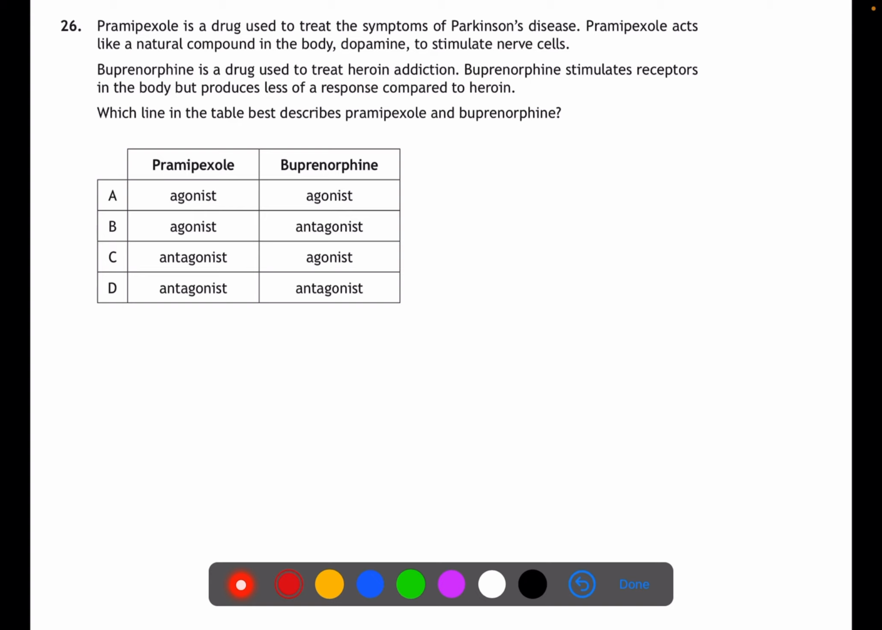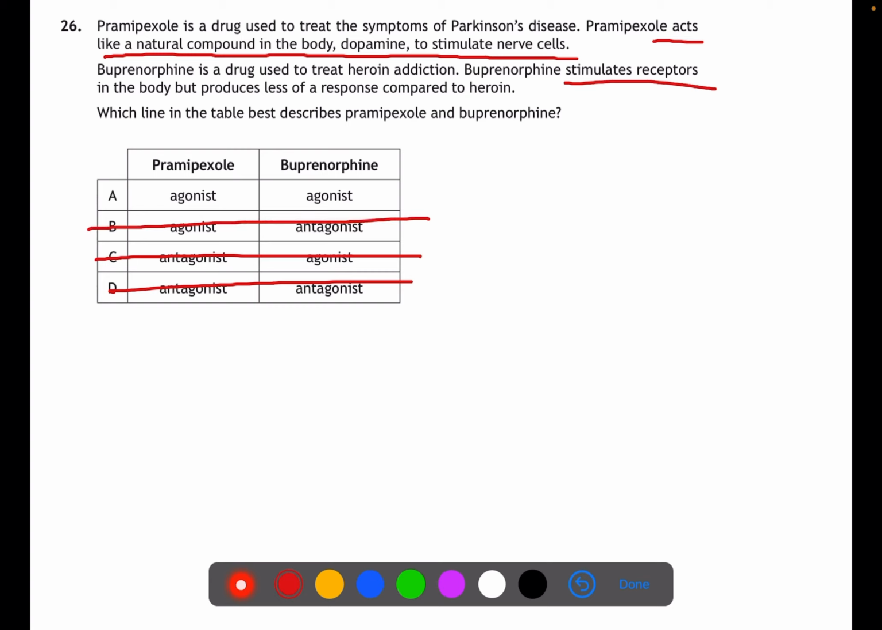If we look at pramipexole first, we can see that it acts like the natural compound in the body and stimulates nerve cells. This means that it's acting as an agonist, so we can ignore C and D. Buprenorphine also stimulates receptors but produces less of a response, but because it stimulates the receptors, this means it is also acting as an agonist. Therefore, A is the answer.